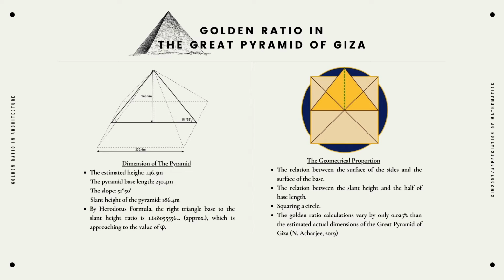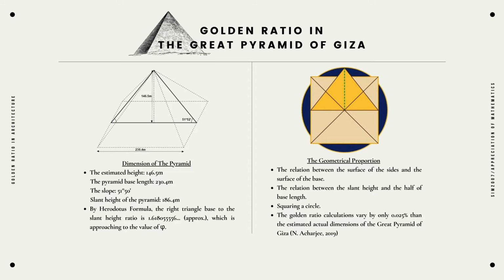The first one is the relation between the surface of the sides and the surface of the base. Here we can explain that the surface of the 4 sides divided by the surface of the base equals the famous golden number phi, which is one of the key principles of aesthetics and design. The second one is the relation between the slant height and half of the base length. By dividing the slant height of the pyramid by half of the base length, we get the golden number.